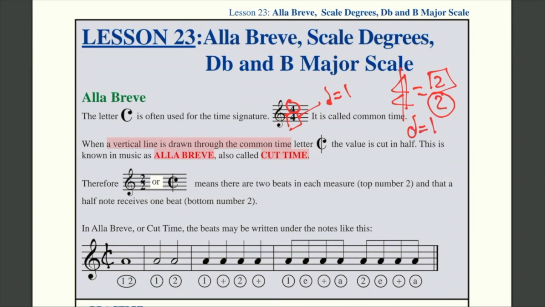If we look at the example below, a whole note, instead of 4 beats, we cut that in half, receives 2 beats. A half note, instead of 2 beats, now receives 1 beat. So we get 1, 2. A quarter note, instead of 1 beat, now receives a half a beat. And we receive 1 and 2 and so on. Now the eighth notes almost act like 16th notes because we're cutting them in half, and we count them 1 e and a, 2 e and a.